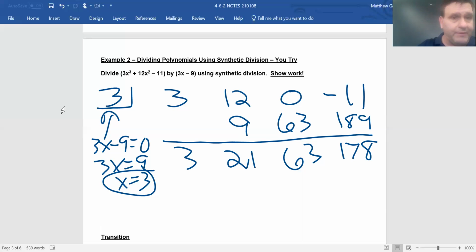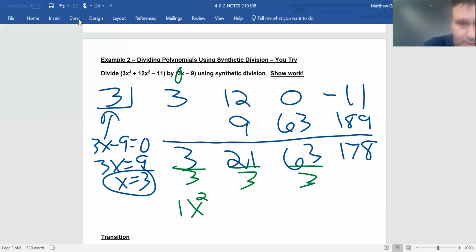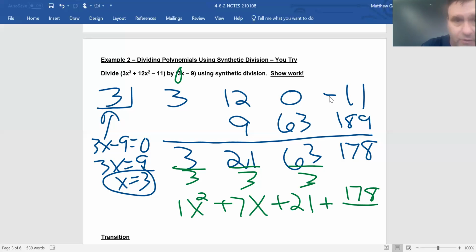And then we go back and apply the rule. We're going to divide everything by 3. And why 3? Because the 3 in here. So we end up with 1x squared. 21 divided by 3 is 7, so that's 7x. 63 over 3 is 21. Remainder of 178. So we say 178 over 3x minus 9. Okay?